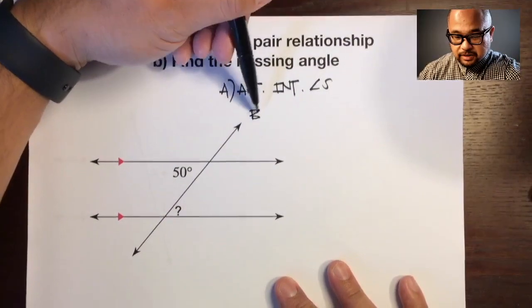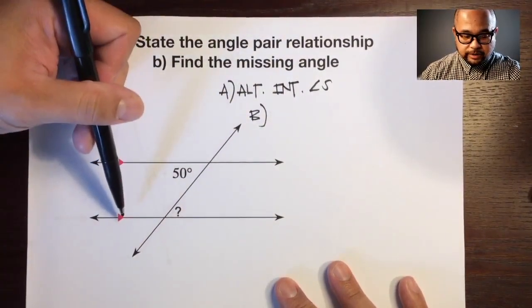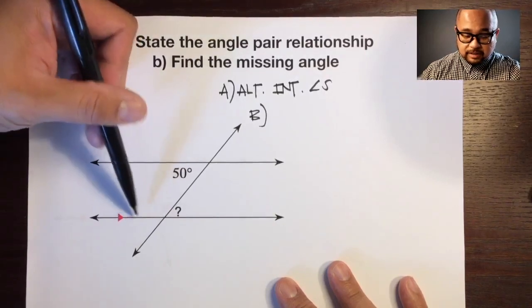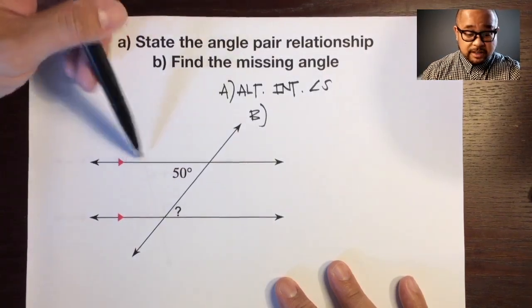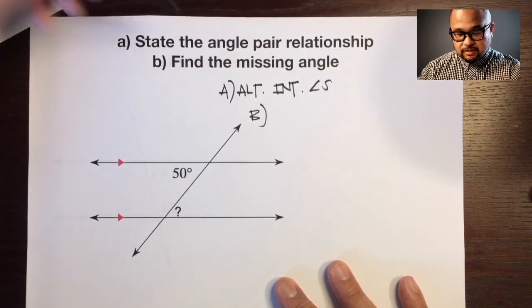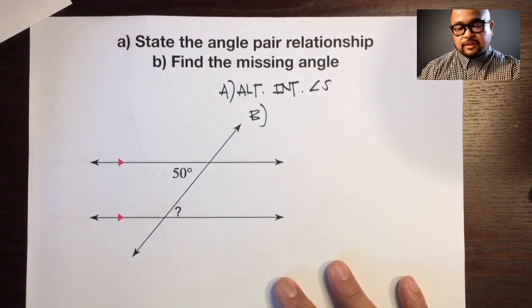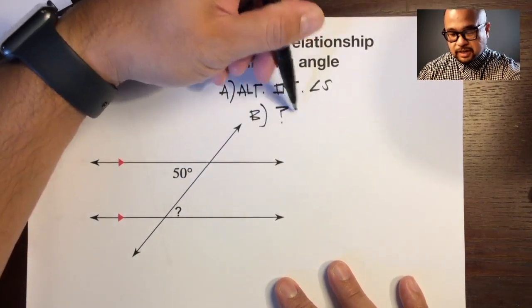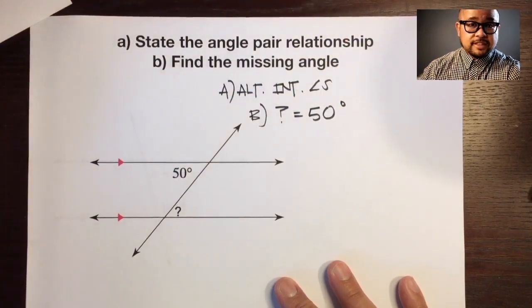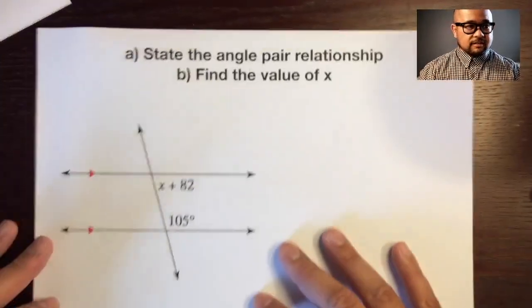And part B, we know that these two lines are parallel. One arrow, same number of arrows. If this had 3 arrows, if it had 20 arrows, we know that the lines are parallel. Find the missing angle. Alternate interior angles. What's true about alternate interior angles when lines are parallel? They're congruent. So question mark angle is also 50 degrees. Easy peasy. All right.